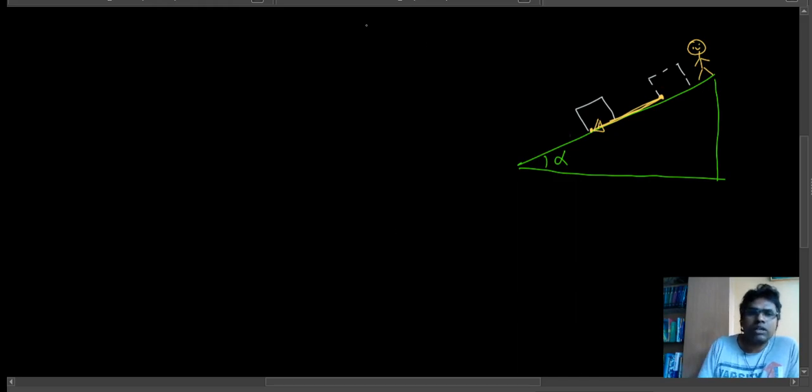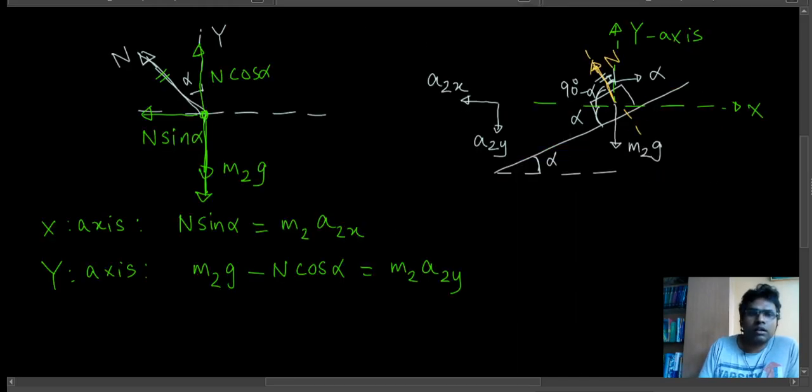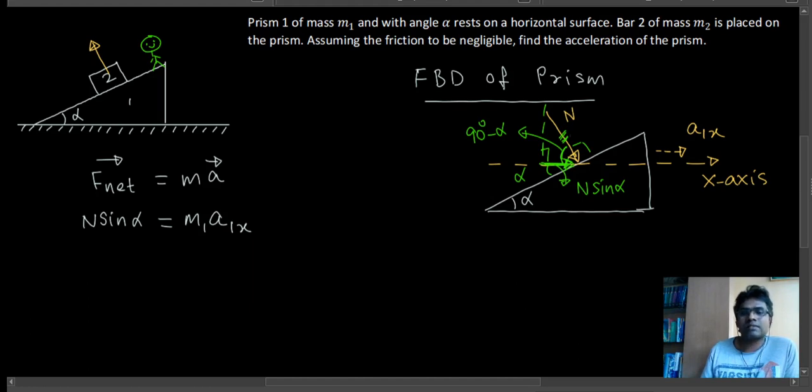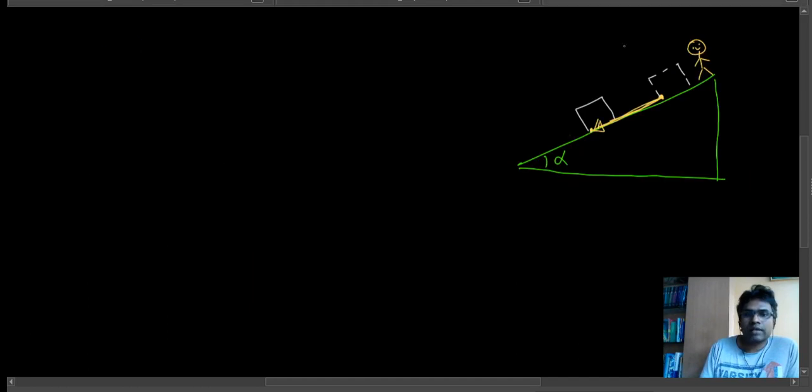Now in the horizontal direction, the prism is moving to the right, whereas the bar is moving to the left. So if I write down the acceleration of the bar relative to the prism, which is given by this vector, this should be the sum of the accelerations: the acceleration of the bar plus the acceleration of the prism.